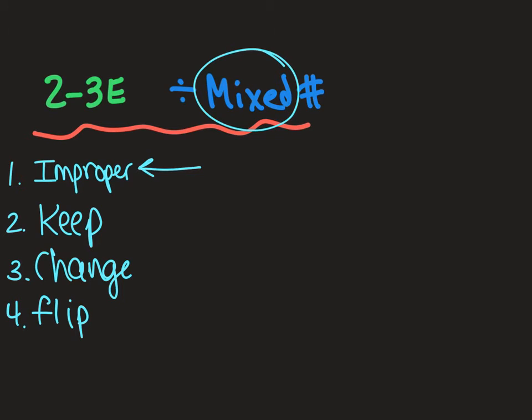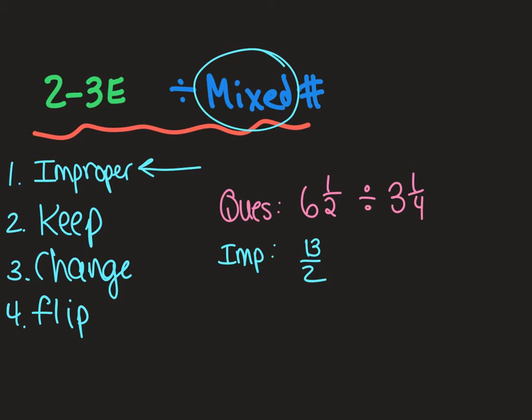So if the book writes it, if the question starts off like this, 6 1/2 divided by 3 1/4, I want you to write it improper. 2 times 6 is 12 plus 1 is 13, 13 over 2. 4 times 3 is 12 plus 1 is 13, 13 over 4. I want you to write it improper with the division sign. Then I want you to write it again. This time, keep, change, flip.